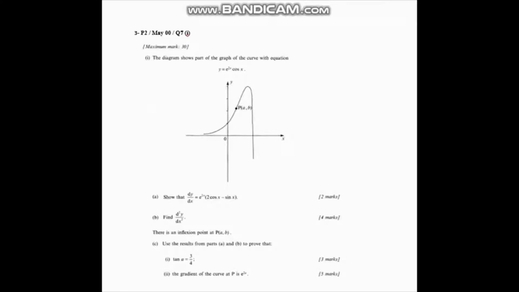In question C, we are told that there is an inflection point at P, a comma b, this point right there. Use the results from parts A and B to prove that tan A equals 3 over 4. So we need to use the results of the last two questions to show that tan A equals 3 over 4. Of course, this is not a usual question, this is unusual. However, let's see how to work that out.